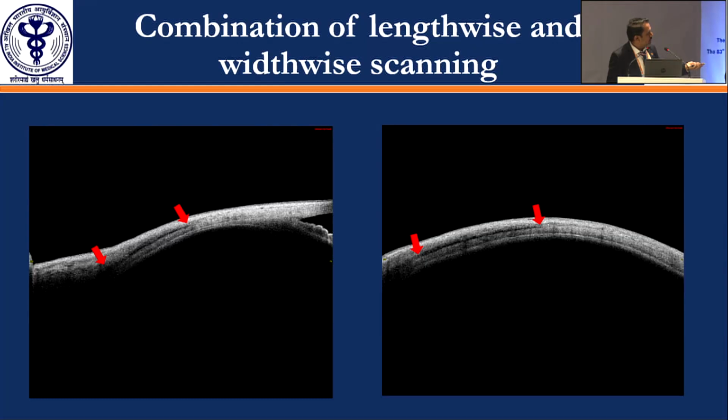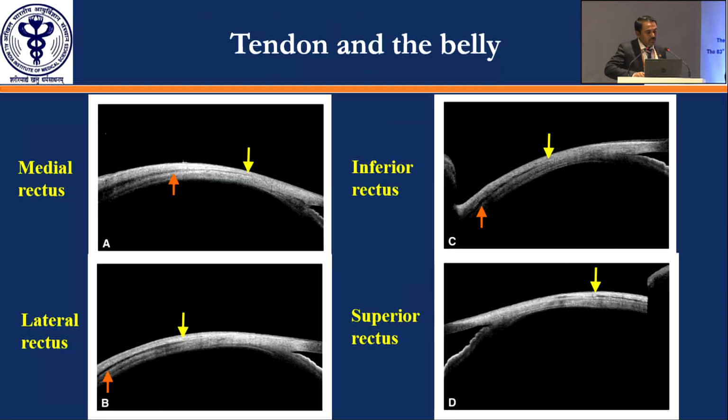The lengthwise scan tells the insertion and the longitudinal extension of the muscle. And this is a cross-section. What is the width of the muscle? It could be 8 mm, 9 mm, 10 mm. This becomes useful in resurgeries, which I will explain subsequently. So how can we differentiate the tendon from where the belly is?